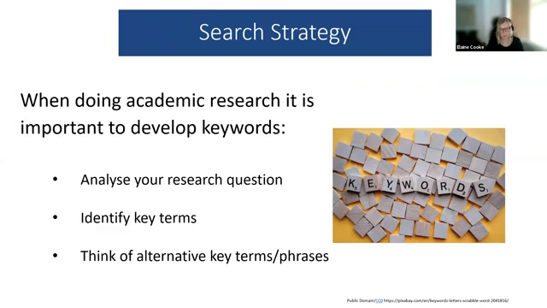Okay, so when doing any academic research, it's important to do a bit of planning, have a bit of a strategy, analyse your research question to identify key terms that you can use when you come to searching across these search engines and databases, and think of alternative key terms and phrases that you might use as well to maximise the efficiency of your searching.